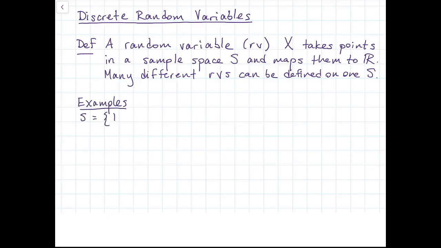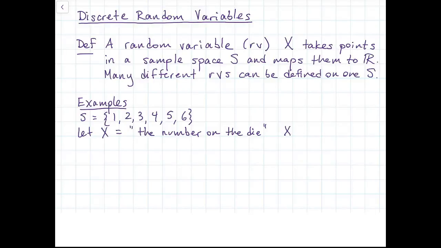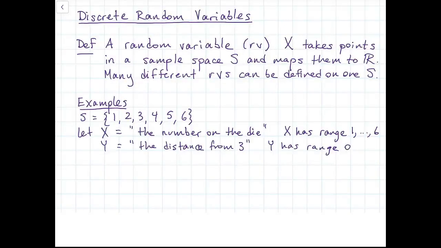Here are some examples. Let's say we had the one from last time, we're rolling a fair six-sided die. We could let X equal the number on the die, and then the range, the values that the variable could take on, would be 1 through 6. But we could also define Y on the same sample space to be the distance from 3, and then Y would be 0 through 3 only.